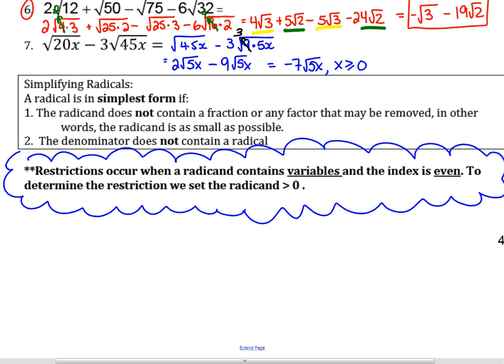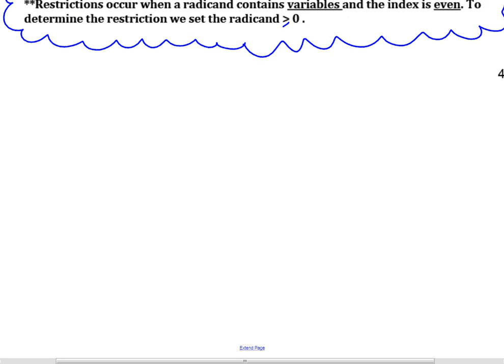Okay, restrictions occur when a radicand contains a variable and the index is even. To determine the restriction, we set the radicand greater than or equal to 0. That's a mistake, sorry. Add the little equal to symbol under that. Okay, so I'm going to give you a couple examples.